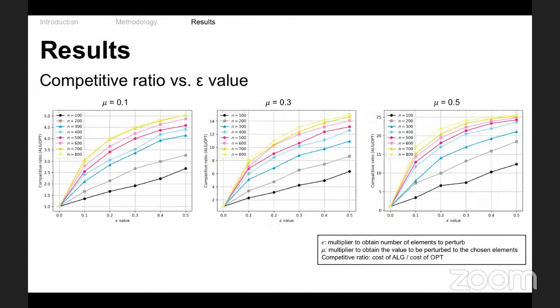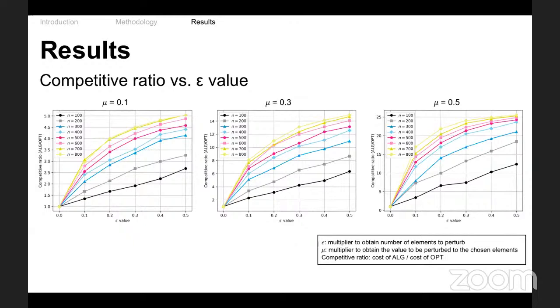So yeah, here we show how the competitive ratio changes as we change epsilon. These three graphs are graphs with varying values of mu, in which we can see that this reaffirms the results of other papers, that as the error increases, the solution quality decreases, meaning the competitive ratio also increases.